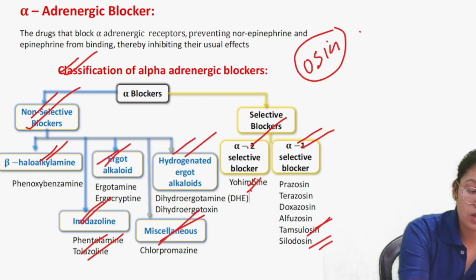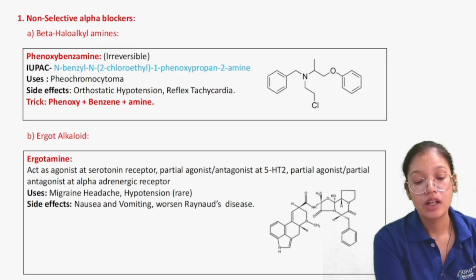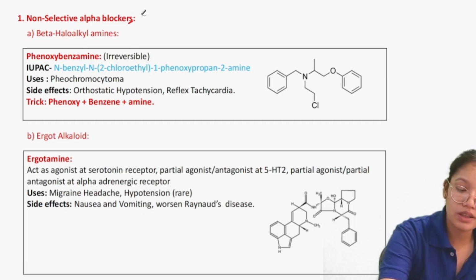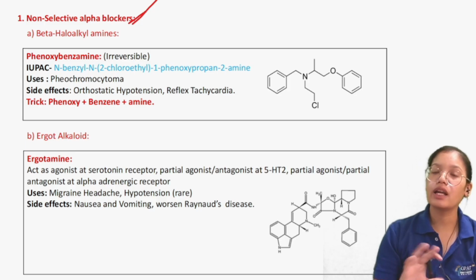Okay. Now starting with the drugs one by one. First is the non-selective alpha blocker. Non-selective alpha blocker means they will not act selectively on either, but they can act on both.